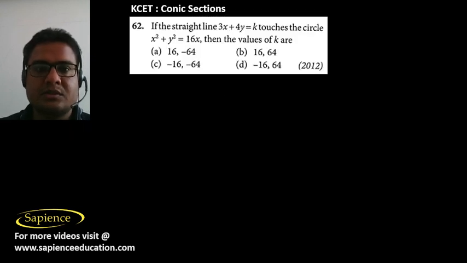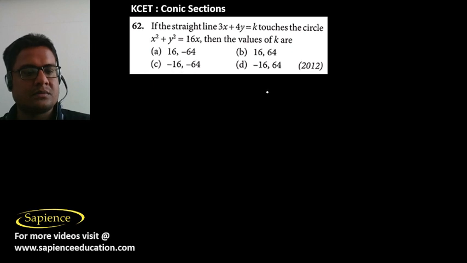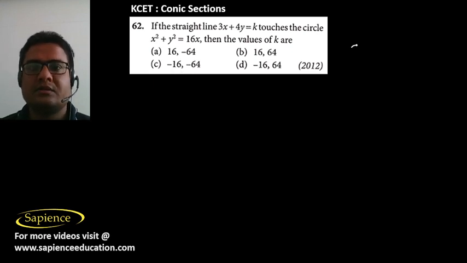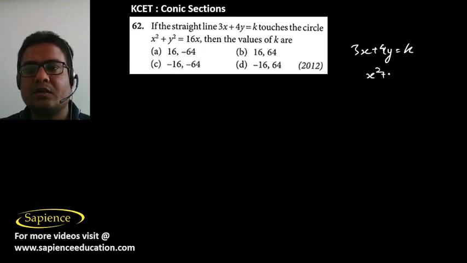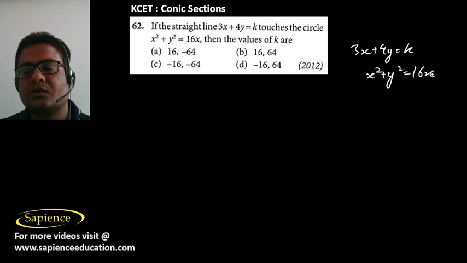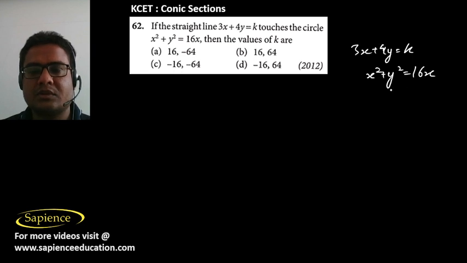Then in question number 62, it is told that if the straight line 3x plus 4y equals k touches the circle x square plus y square equal to 16x, then the values of k are. So if it touches the circle, then it should be a tangent to the circle.